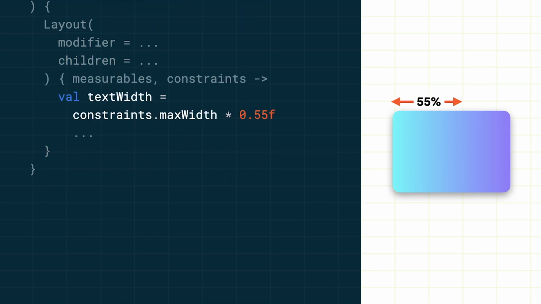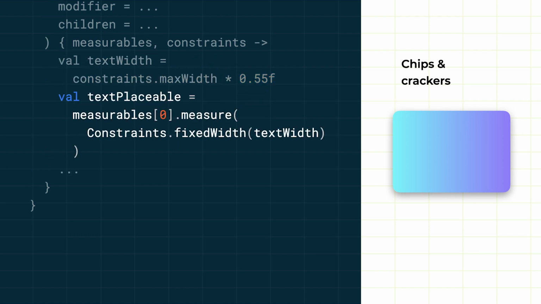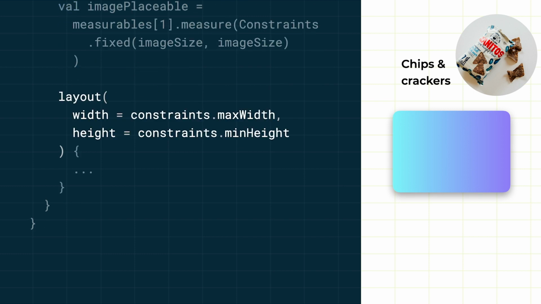Our design calls for the text to occupy a percentage of the overall width. In our measure block, we calculate this as a fraction of the incoming constraint's maximum width. Then, we call measure on the text item, passing constraints with this exact width that we want it to be. Our design calls for the image to have a minimum size of 140 dip, so we measure it at exactly this size.